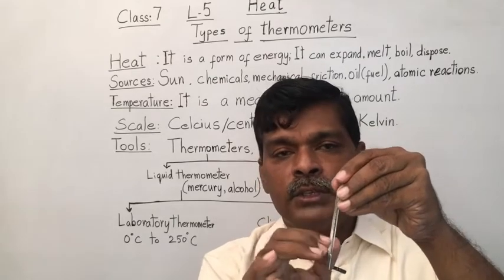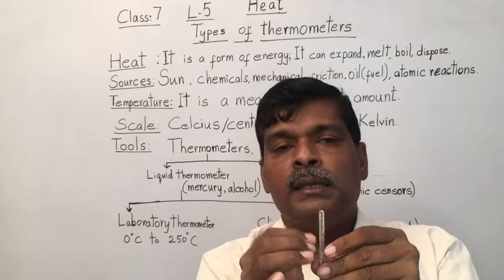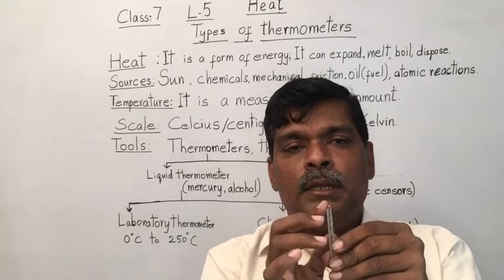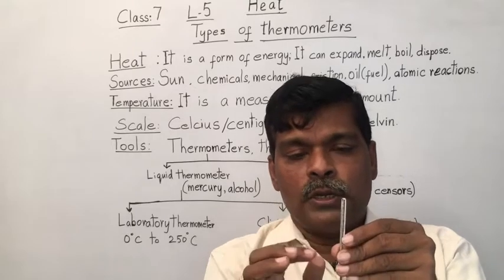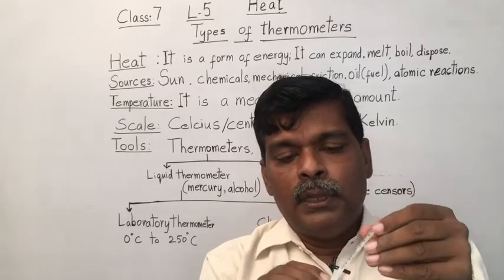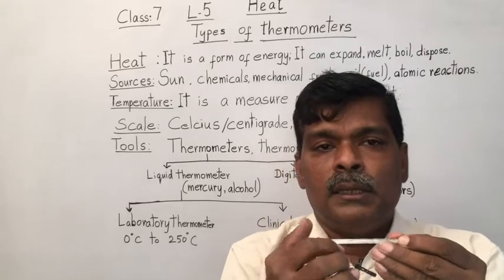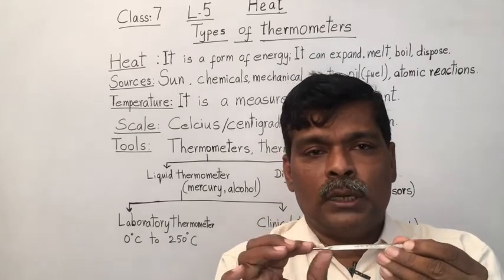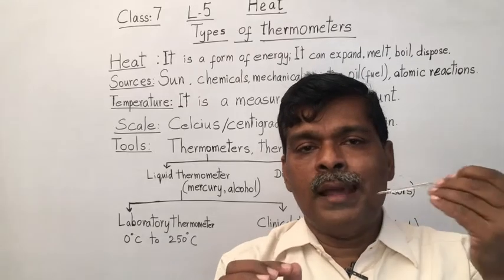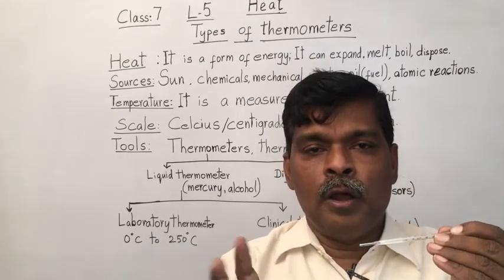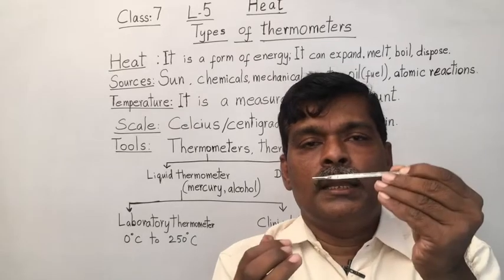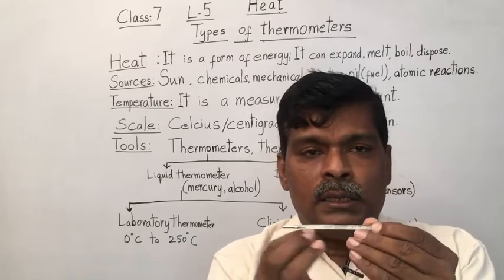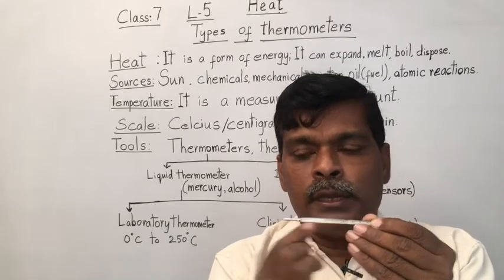Next, this is our stem. In this capillary, the mercury is rising. This other end part is fused, closed and sealed. Now, these measurement readings will show our body temperature. This bulb part is kept under our tongue or our armpit to measure the body temperature. So with this we can measure our body temperature.